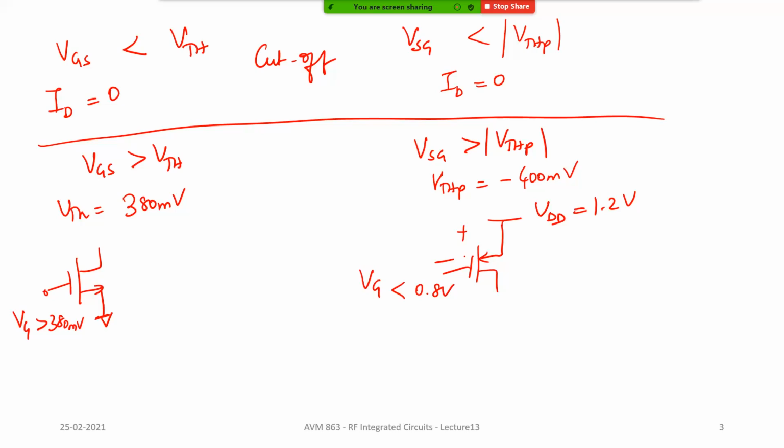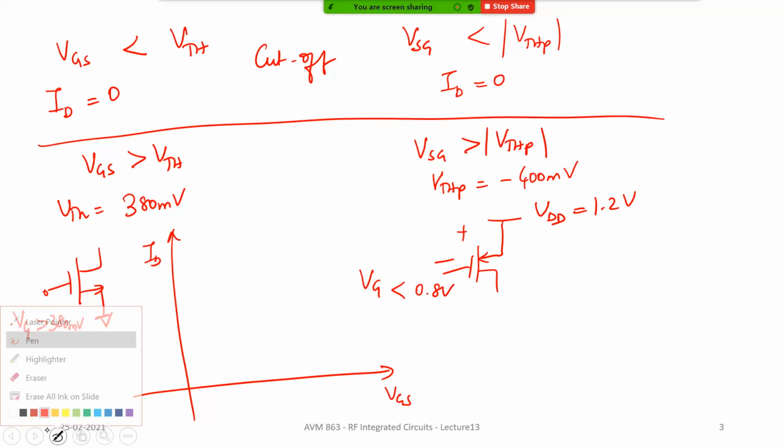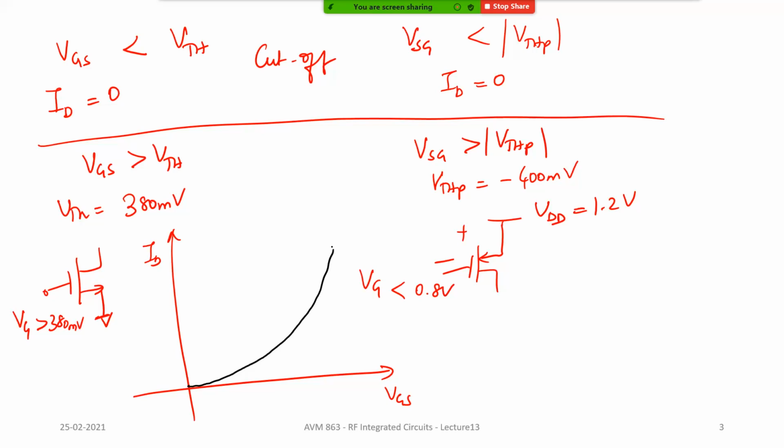Now this is the ideal behavior. Let me add a note. If you plot VGS versus ID, which is typically called the input characteristics of a transistor, this looks very similar to your BJT or your diode. Only thing is the equations are different. Now you will basically see something like this. This behavior is quadratic, and it is not exponential.